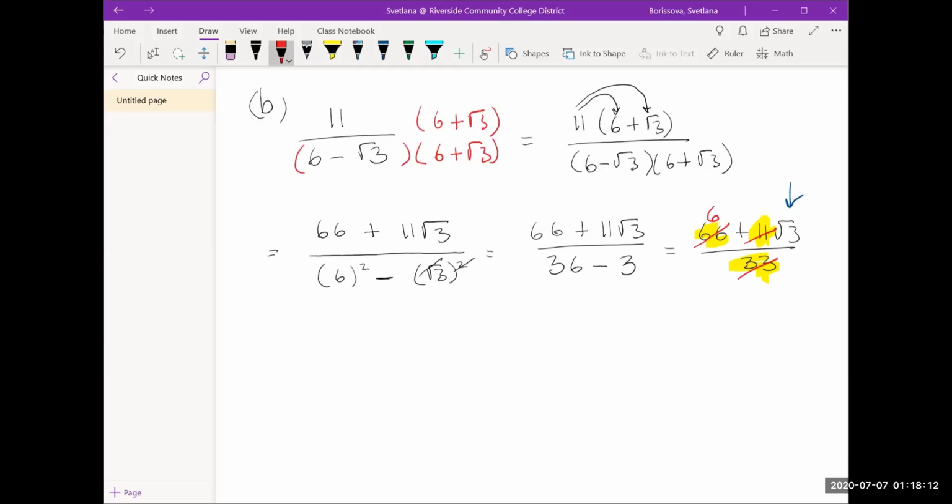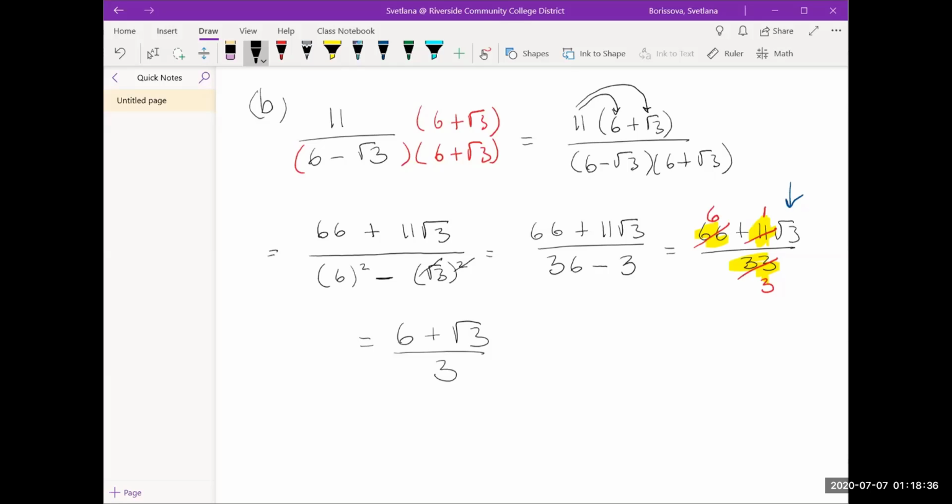So that gives me 6 here. Well, here's just 1, which I don't have to write, and then 3 in the denominator. So then I'll write 6 plus, well, it's 1 square root of 3, which is just square root of 3 over 3. And now, guess what? That is the final answer.